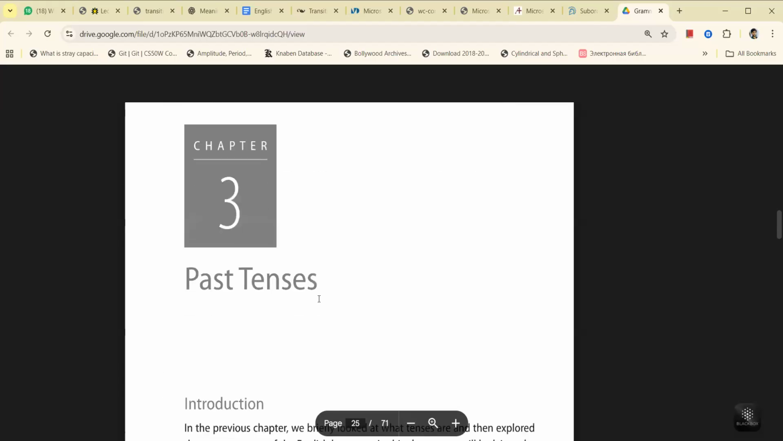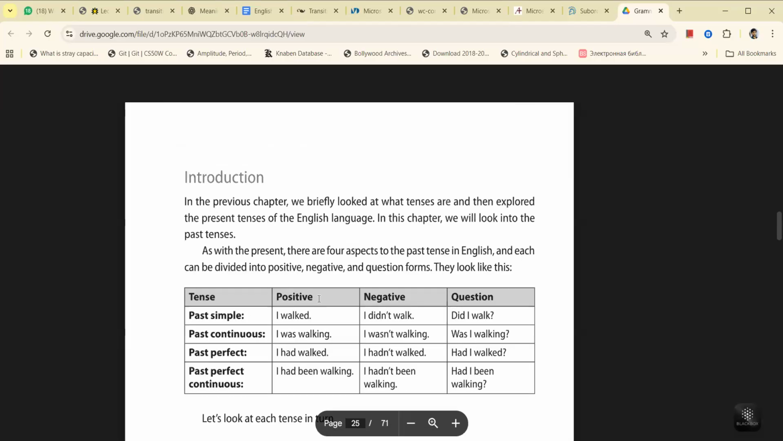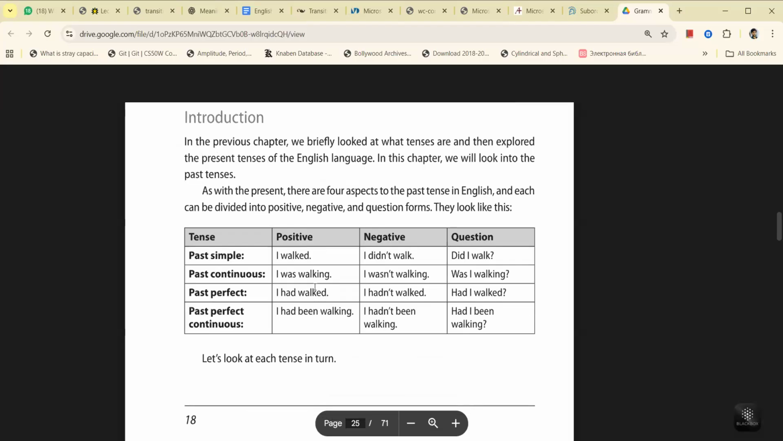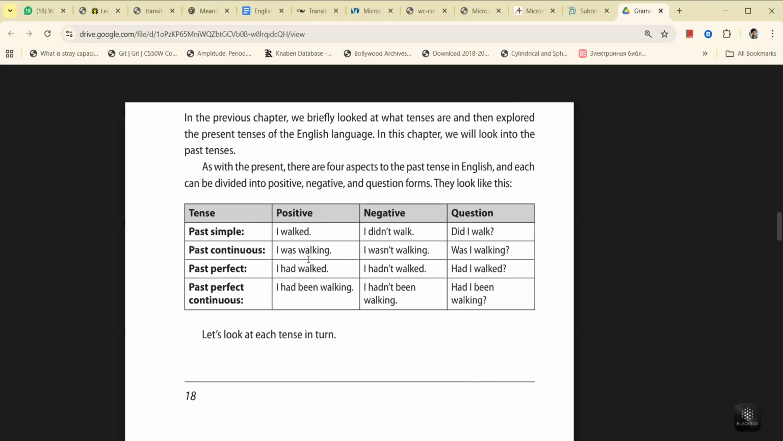Okay, let's move towards past tenses. But our time is almost done. And if anyone has a question, you can ask. Otherwise, I can share this PDF in the Slack channel.